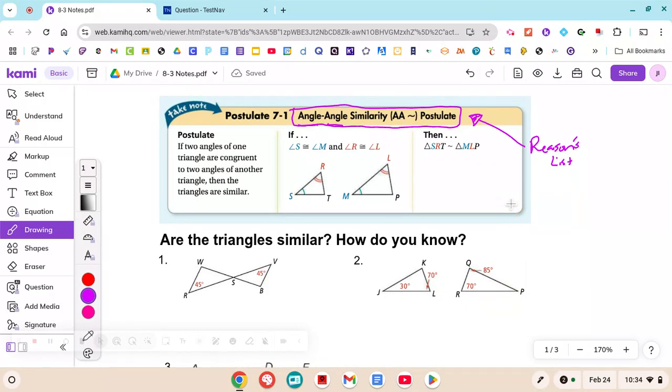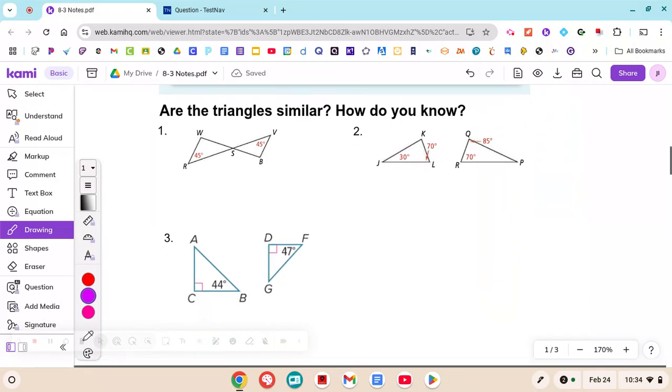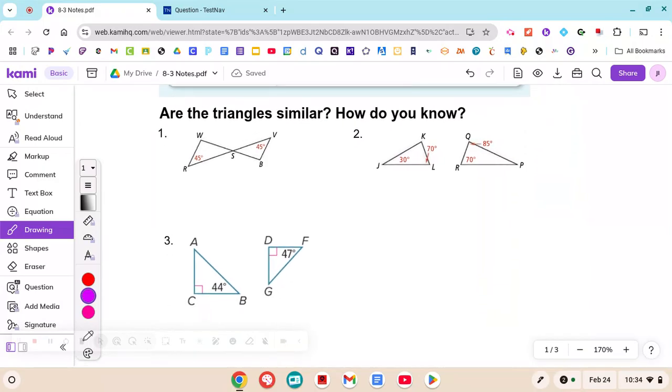Okay, so again, this is a shortcut. If you see two angles that are the same, it's good to go. So then it goes in and asks us, hey, are these triangles similar or not? Well, I've got 45 and a 45.